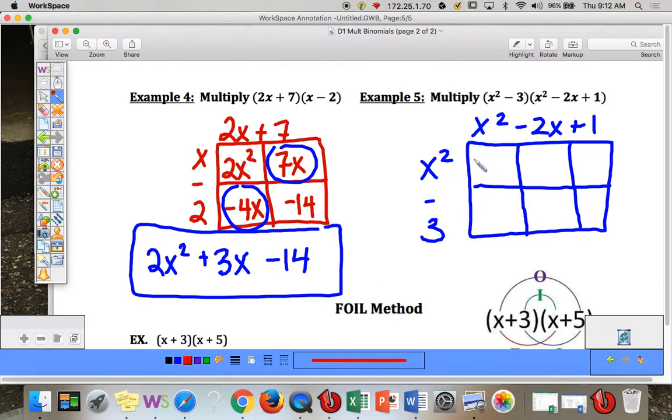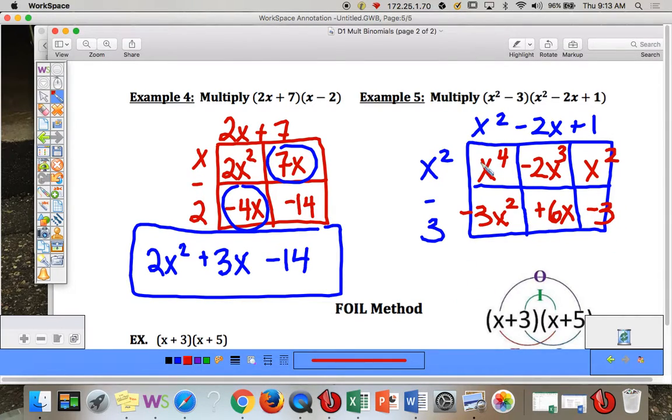X squared times x squared, that's x to the 4th. Negative 2x times x squared is negative 2x to the 3rd. 1 times x squared is x squared. Negative 3 times x squared is negative 3x squared. Negative 3 times negative 2x is positive 6x. I don't have to write the plus, but I did. 1 times negative 3 is negative 3.